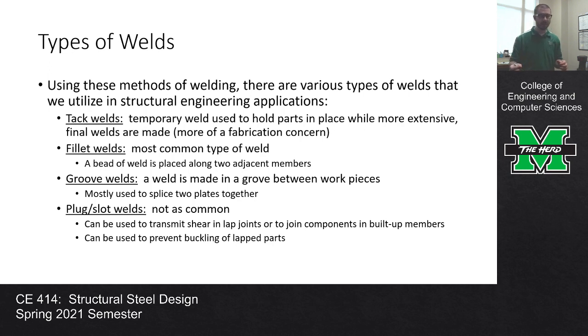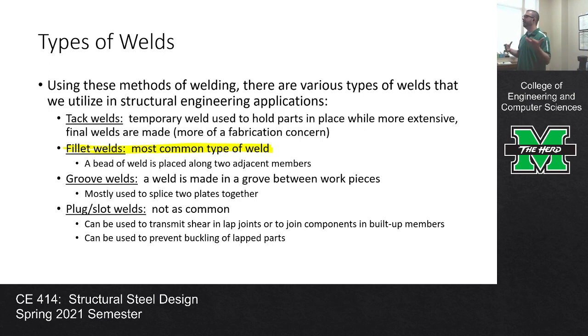And as for the real welds, there's a series of welds that we use, but by and large, the most common type of weld that we use in structural engineering applications is the fillet weld. The fillet weld is just probably what you're thinking of when you think of a weld. Piece A, piece B, place a bead of weld along those two adjacent members. I'd say, gosh, like 80 to 90% of the welds that we use are fillet welds. And so that's all we're going to focus on in here.